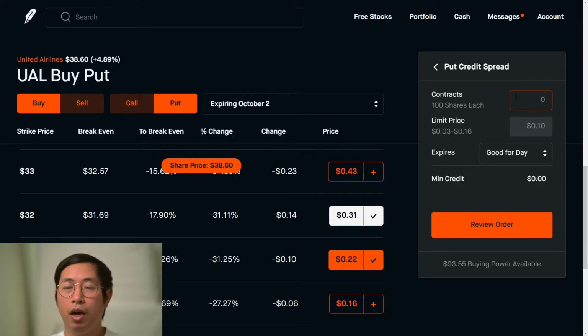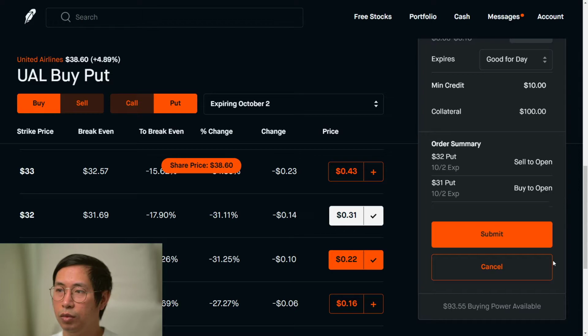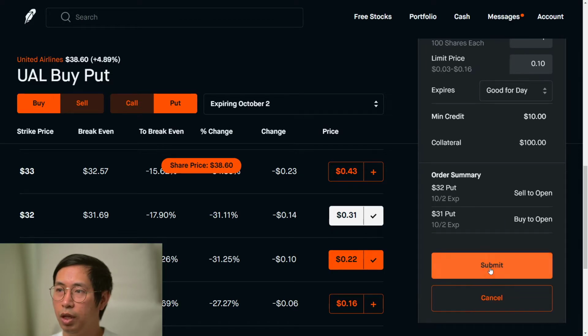You put in how many contracts you want to buy, open up, and then put in the limit price that you want to open it up at. And that's going to calculate the premium that you're going to get. So right now it's trading at a price range of 3 cents to 16 cents. So let's put in 10 cents, hope that fills. Review order. And then submit.